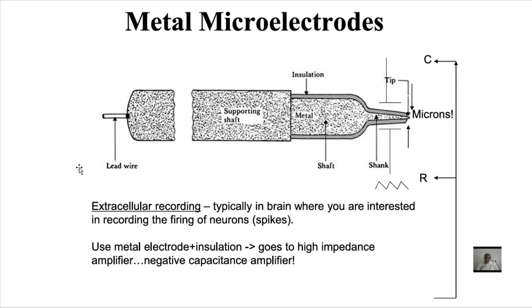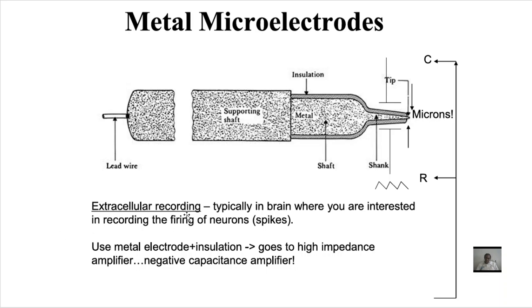Okay, this diagram explains the microelectrode. This is connected with the source by the lead wire. This is the tip of the microelectrode which can be inserted into the cell. Here we have metal. The metal is insulated with the insulation. This is the supporting shaft.